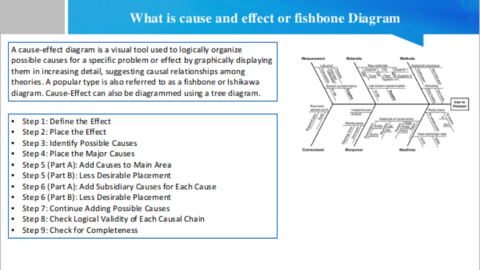A cause and effect diagram, or a fishbone diagram, is a visual tool used to logically organize possible causes for a specific problem or effect by graphically displaying them in increasing detail, suggesting causal relationships among theories. A popular type is also referred to as a fishbone or Ishikawa diagram. A cause effect diagram can also be diagrammed using a tree diagram.